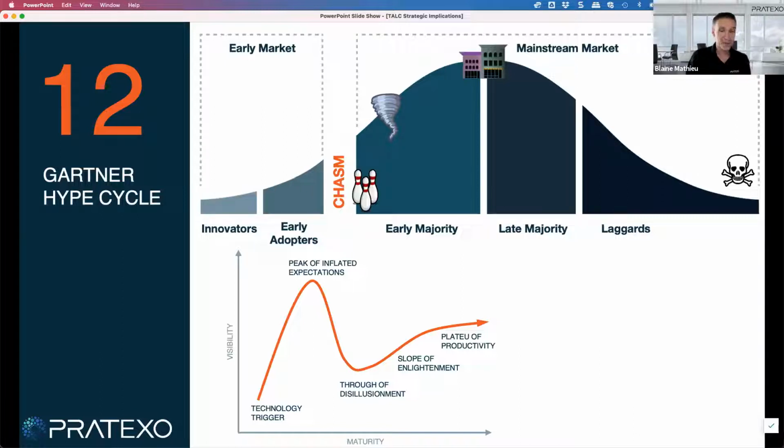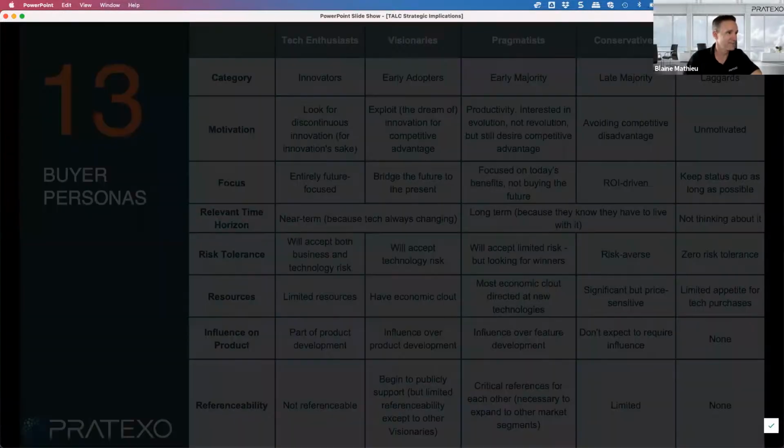So if you are lucky enough to have access to industry reports like Gartner's hype cycle stuff, that is definitely a good indication of where your market probably is in terms of the technology adoption life cycle. James, next time you're going to do this presentation, you're on it, man.